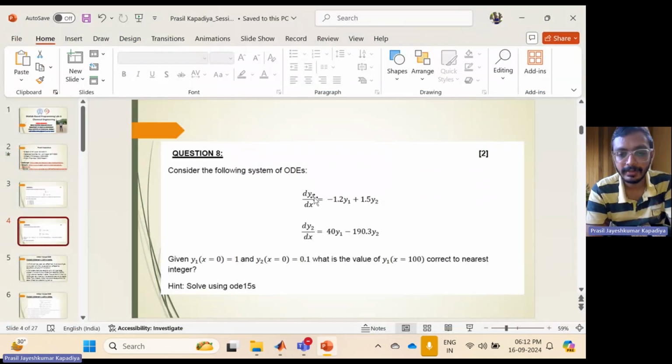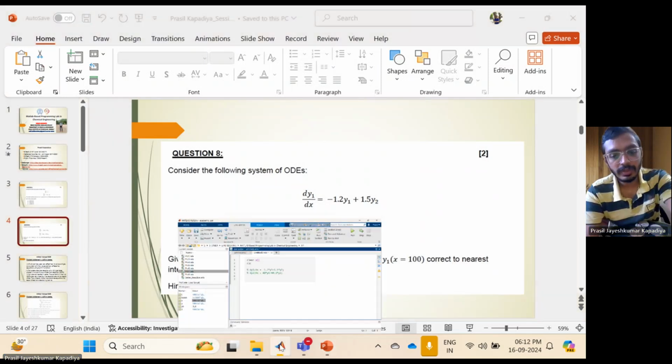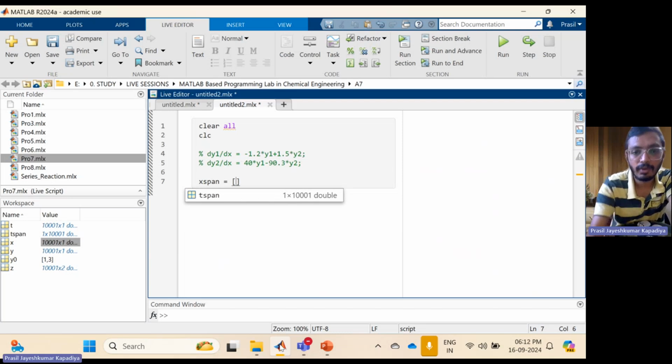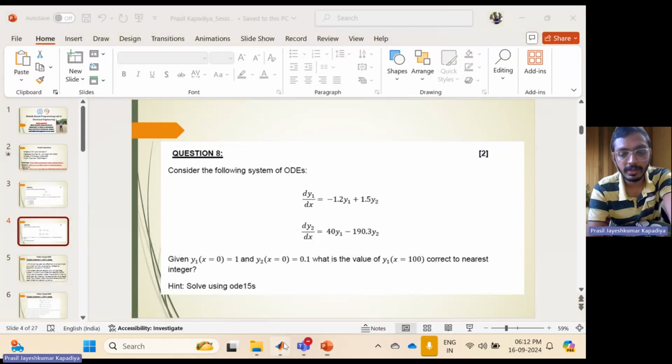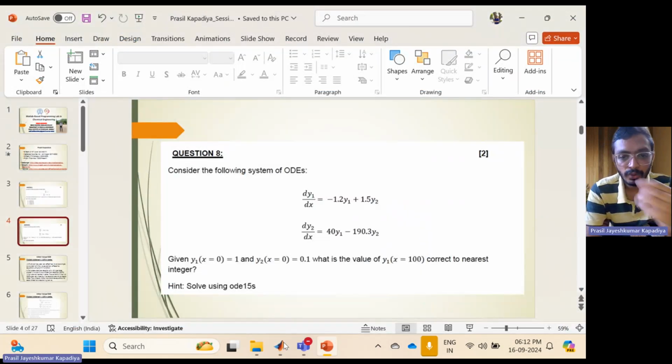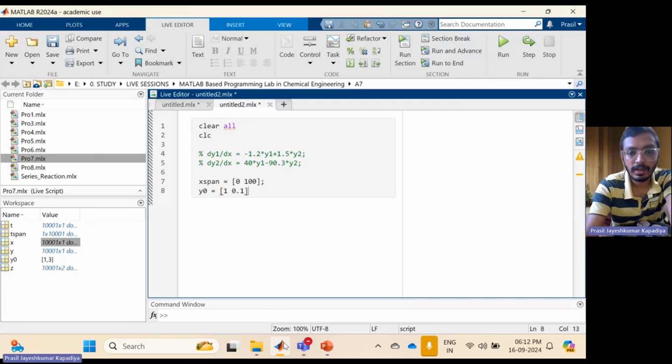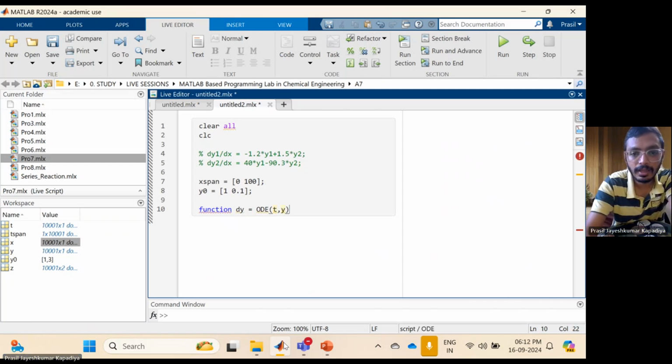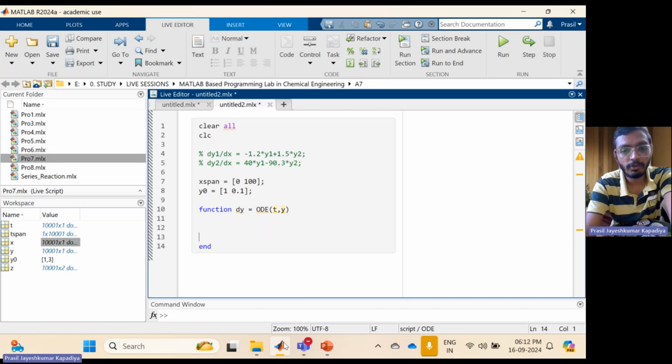Here, instead of variable t, this time they are written as variable x. We can define our x then, equal to what? At what value we need, at x is equal to 100 we need. So from 0 to 100, and my initial value matrix: when my x is equal to 0, my y1 is equal to that, and when my x is equal to 0, y2 is equal to 0. Then I will define dy, function dy is equal to t comma y, input one end. So you always remember that the function should be at the end of the file, not somewhere in between, not at the starting, always at the end.